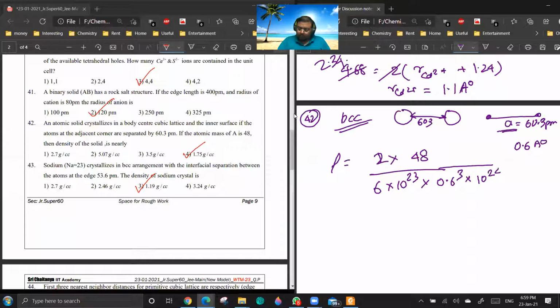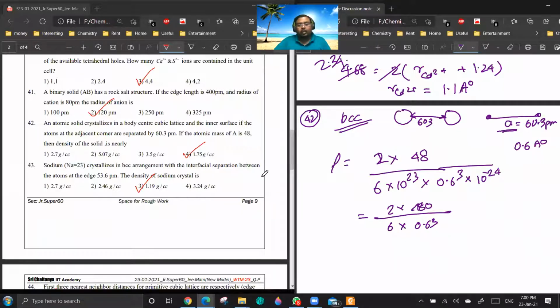So if you are doing something like this, then it will be like 2 into 48 by 6 into 10 power 23 into the whole cube. But that will mean a very high density, sir, right? Maybe he means the distance between the surfaces of the atoms at adjacent corners. Then we'll take 2r plus 60.3, right?